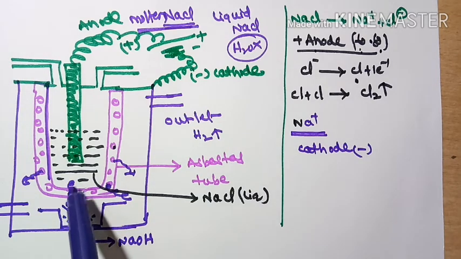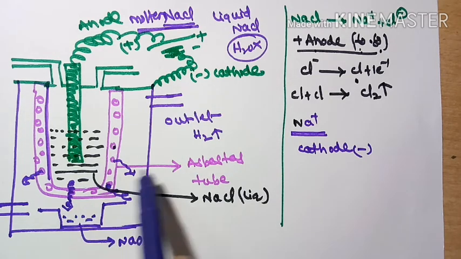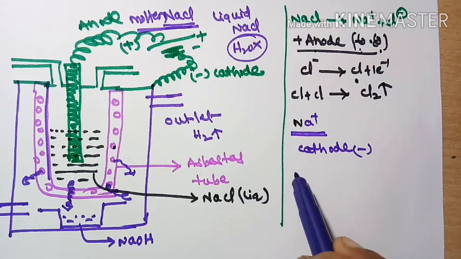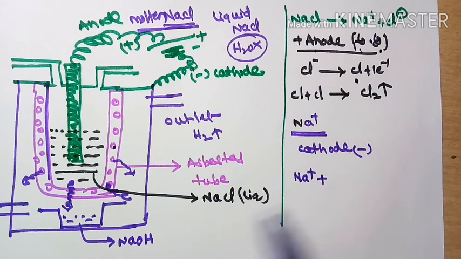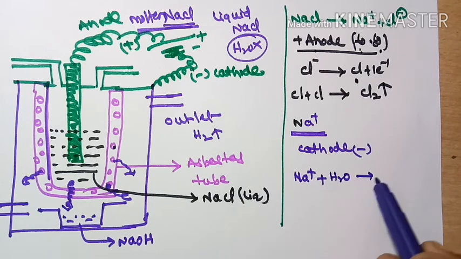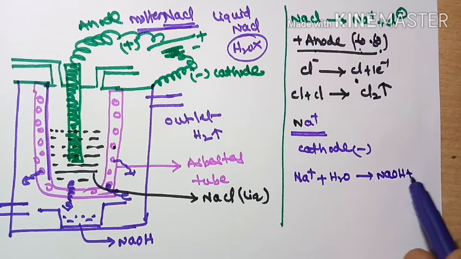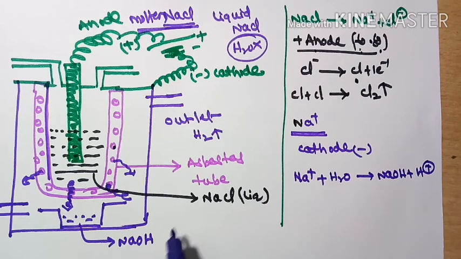Na plus ions' size is less than that of the holes of the perforated U tube. So that's why those come outside from the U tube. Whenever they come outside to the iron vessel, we send water vapors through the inlet. So that will react with the water vapor and form sodium hydroxide plus H plus ions. This sodium hydroxide we will collect here. H plus ions are formed, so again these go towards the cathode.